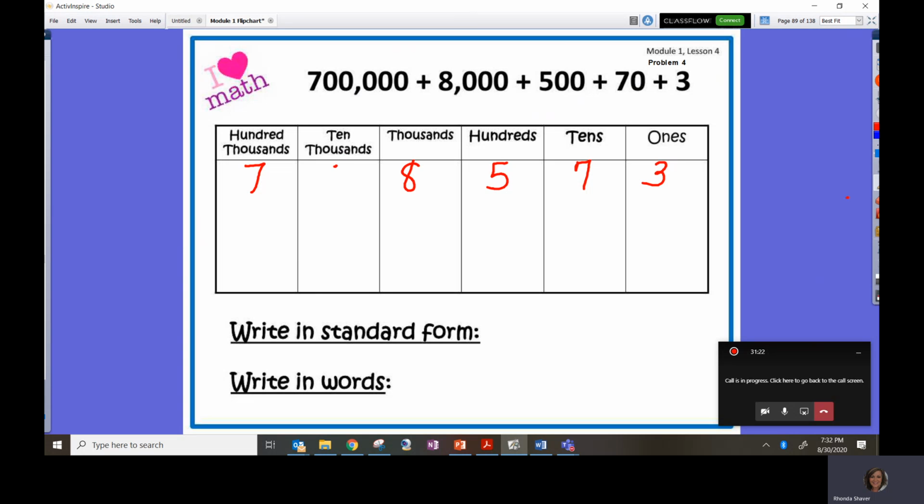So my number in standard form would be 708,573. Now that 0 is very important to hold that place there, because if I didn't have it and I took it out, my number would be 78,573. So we have to have that 0 there to hold that place for us in this instance.